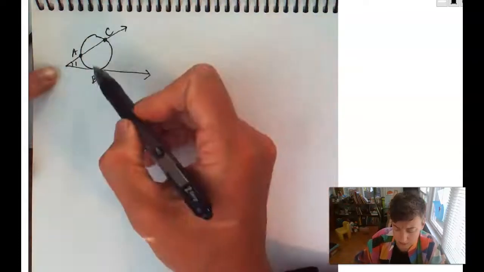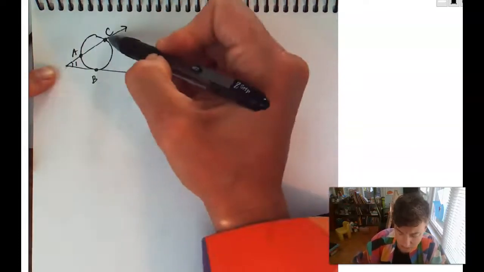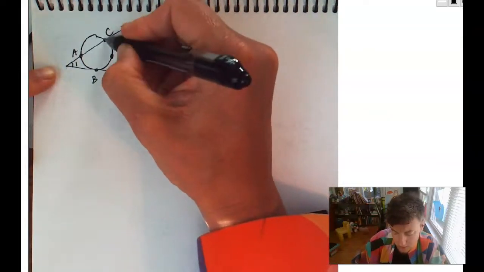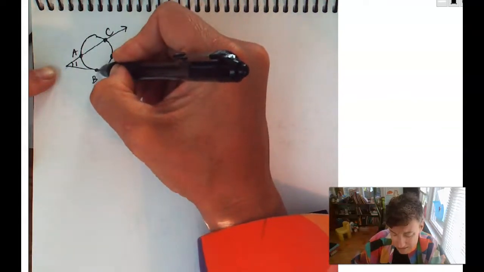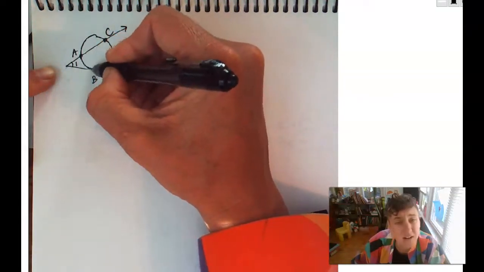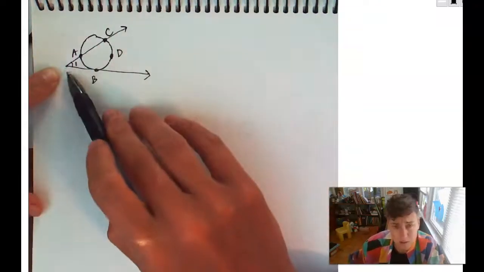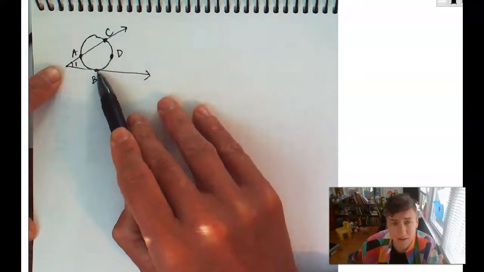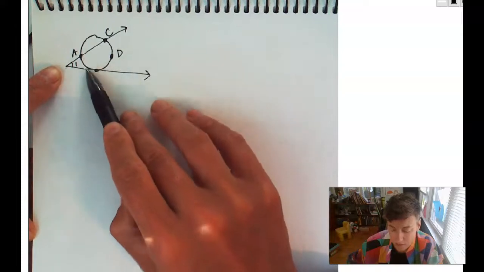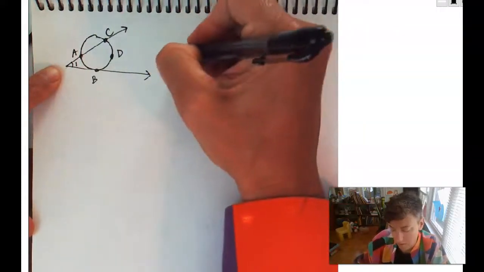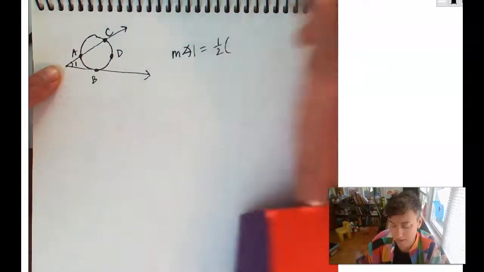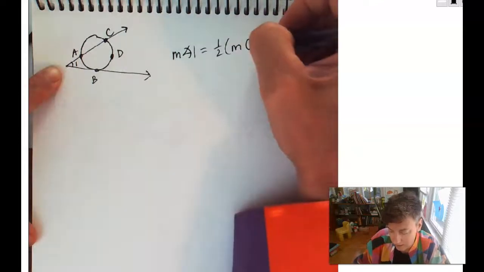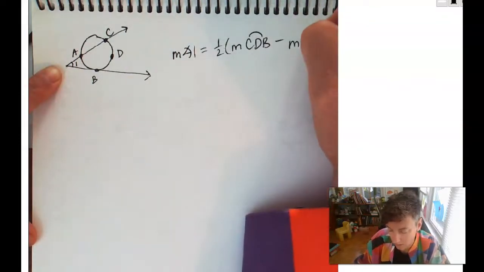So this angle intercepts this arc here. Actually, let's give it another letter, because that looks like a major arc. Yep, it intercepts this arc here, and it intercepts this arc here. So the measure of angle 1 is going to be half of the difference between the measure of this arc, CDB, and the measure of arc AB. The measure of angle 1 is half of the difference between the measure of arc CDB minus the measure of arc AB.